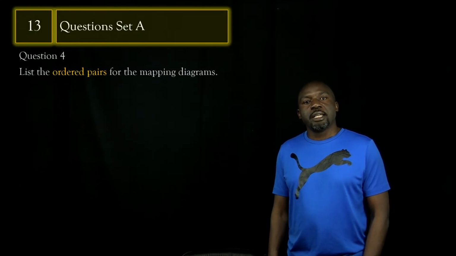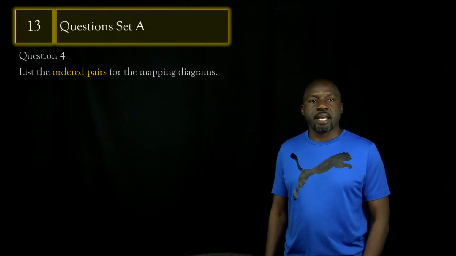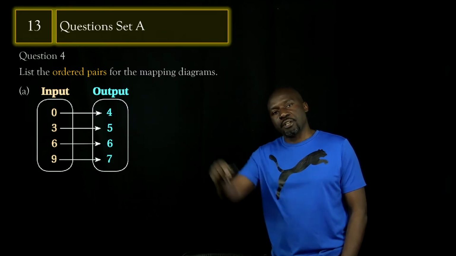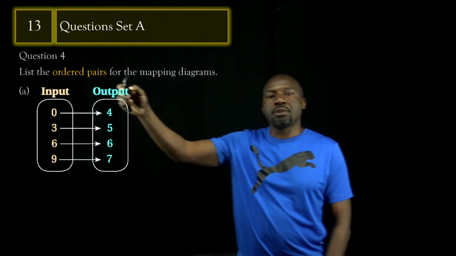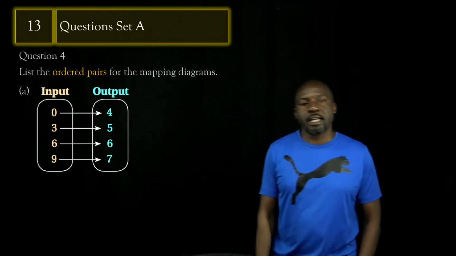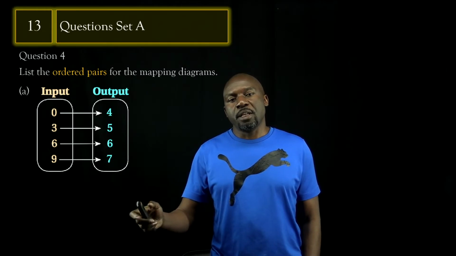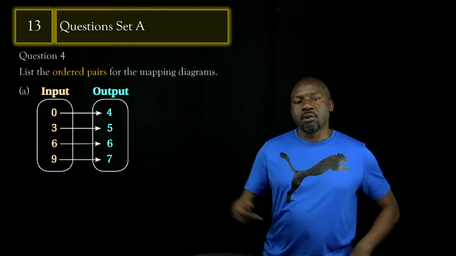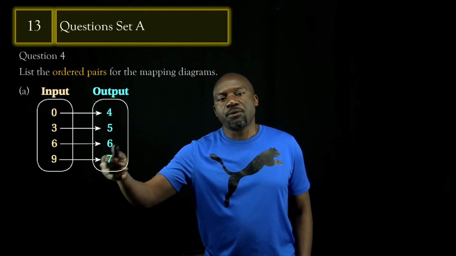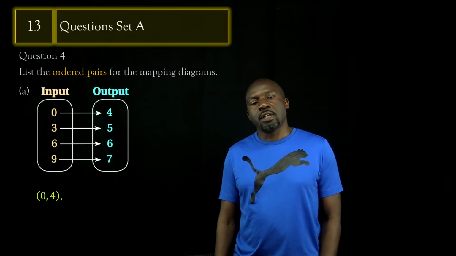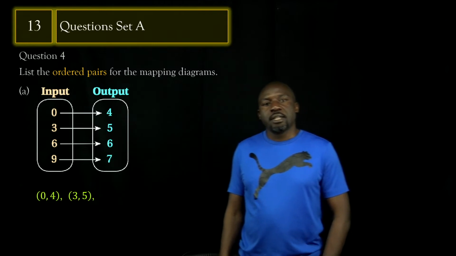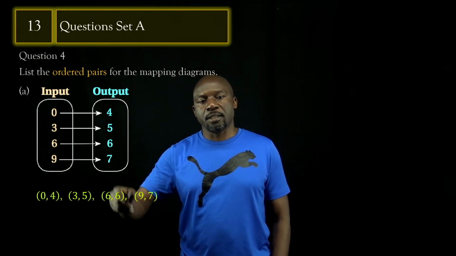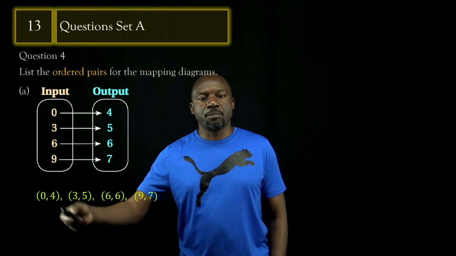Next, question 4, list the ordered pairs for the mapping diagrams shown. So here is one, a relation represented as a mapping. We want to represent this as ordered pairs. This one is straightforward. Ordered pairs means coordinates, like representing coordinate x and y in brackets. So 0 goes with 4, 3 goes with 5, 6 goes with 6, and 9 goes with 7. This is a set of ordered pairs that represent this relation.